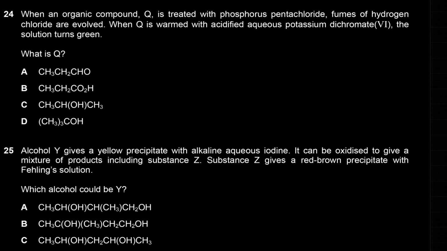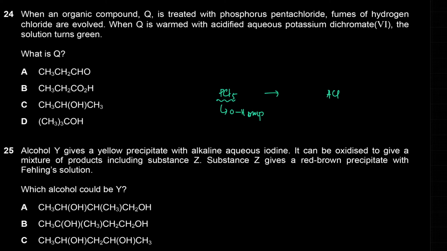When an organic compound Q is treated with phosphorus pentachloride, that's PCl5, fumes of hydrogen chloride are evolved. When Q is warmed with acidified aqueous potassium dichromate(VI), the solution turns green. What is Q? So it reacts with PCl5, and we're producing HCl. If you guys remember, what is PCl5 a test for? Does anyone remember? PCl5 is a test for the OH group. Okay, so we know we have an OH group.